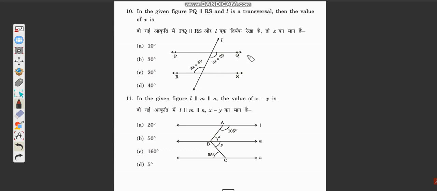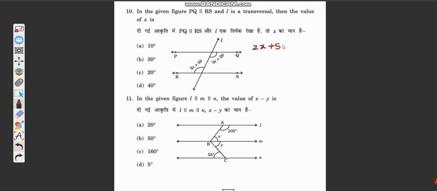In the given figure, PQ is parallel to RS. This is the line PQ. This is the line RS. These two are parallel and L is the transversal. Then find the value of x. Here it is very clear. These two are alternate interior angles. So as per the transversal rules, alternate interior angles are equal. So you should make them equal.